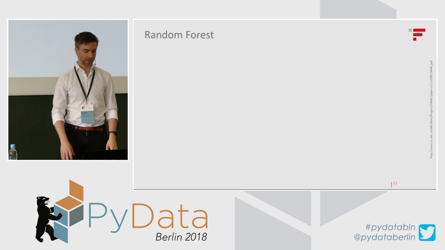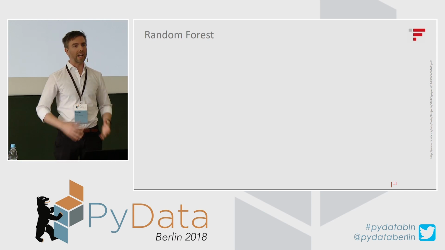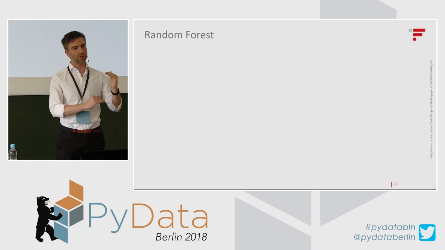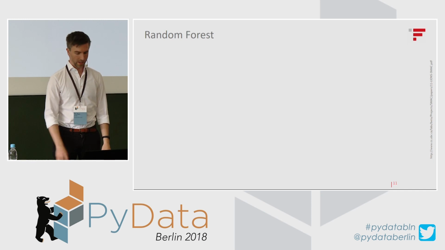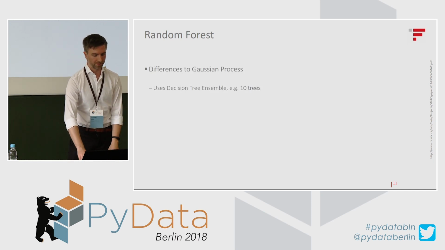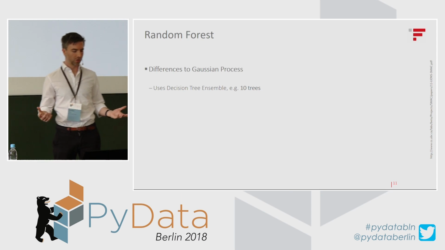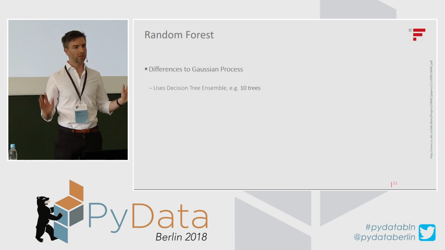Let's look at the random forest next. The random forest actually does very much the same thing, so I'll be a bit shorter here. Two main differences still are: you don't use the Gaussian process regression, you use a decision tree ensemble. And 10 trees are already enough to do this.